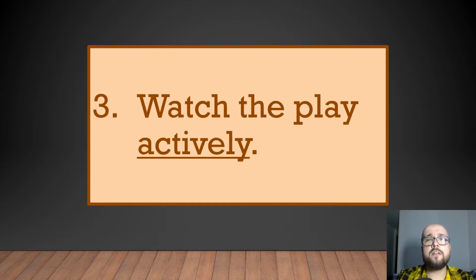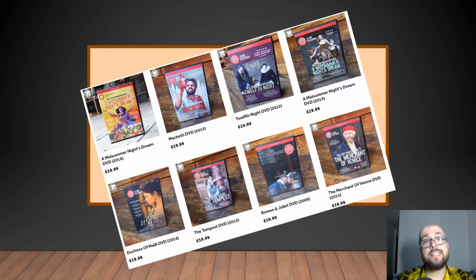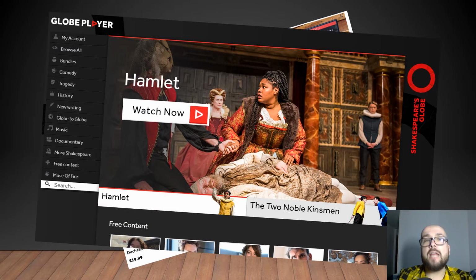You should be able to find versions of the plays here on YouTube. The Ian McKellen version of Macbeth is particularly good, for instance. The Globe also has an online shop in which you can buy DVDs of the plays. And they even have, and I've just found this out myself, their own sort of Netflix, Globe Player, in which you can rent or buy digital copies of the play.